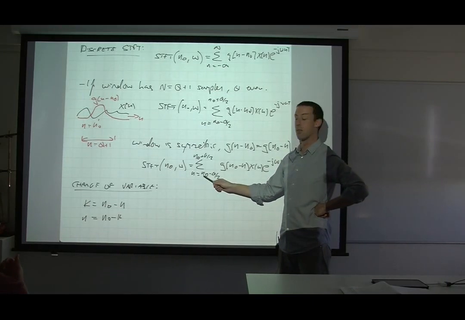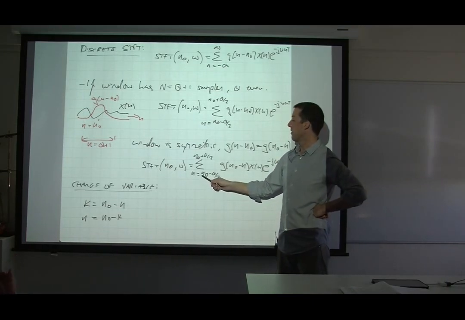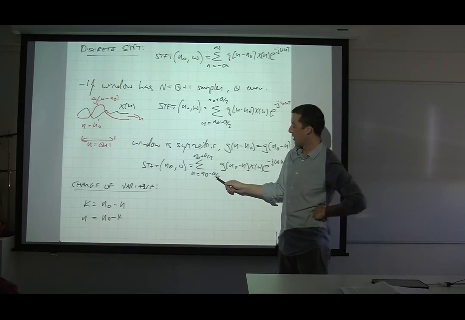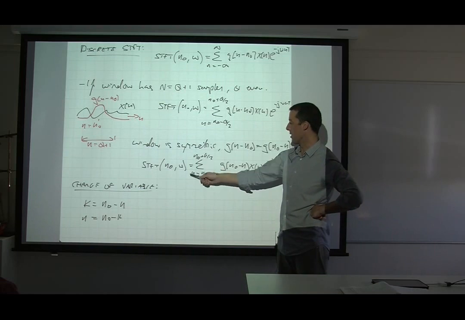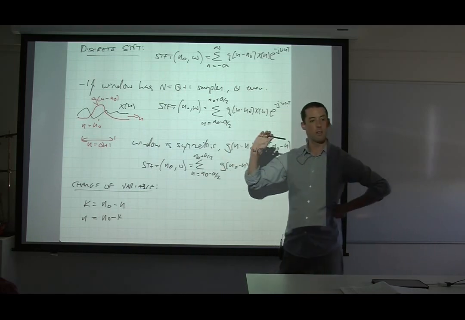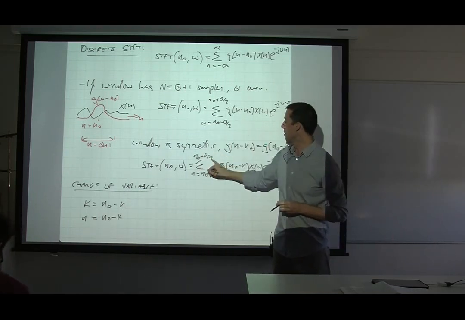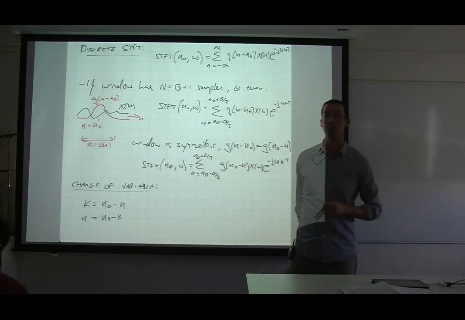So I'm going to have n naught. What am I going to get? n from n naught to this one. I'm going to have to change that to be n naught minus k, and then you figure out what the k value is. So you do a change of the summation variables. They actually swap around. So this one's going to end up on the bottom, and this one's going to end up on the top.